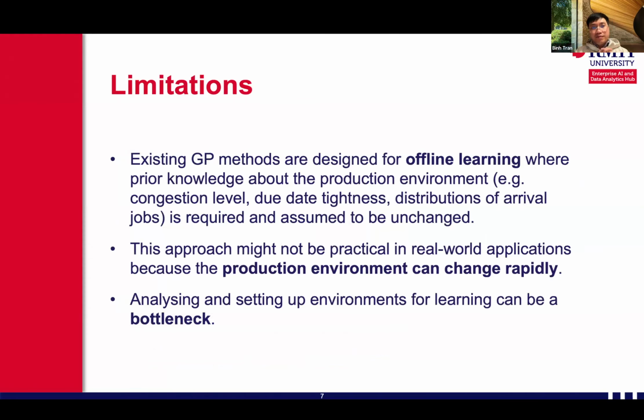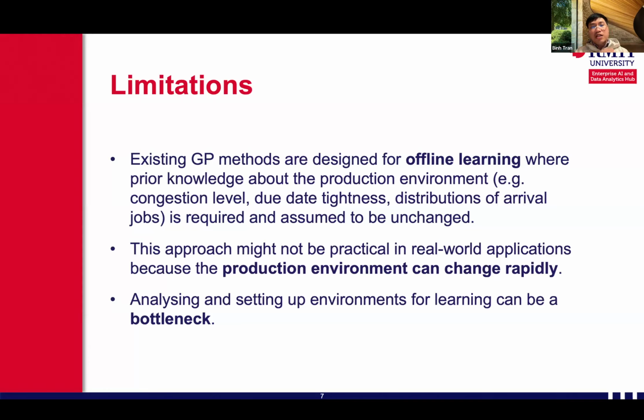The limitation of the genetic programming methods is that they're designed for offline learning. Most times, we already have established simulation models based on our prior knowledge and our existing data. We construct the simulation models, and that can tell us something about the production environments, and we use them to test the rules, the heuristics generated by GP, and see which one is better. We use that to calculate the fitness values.